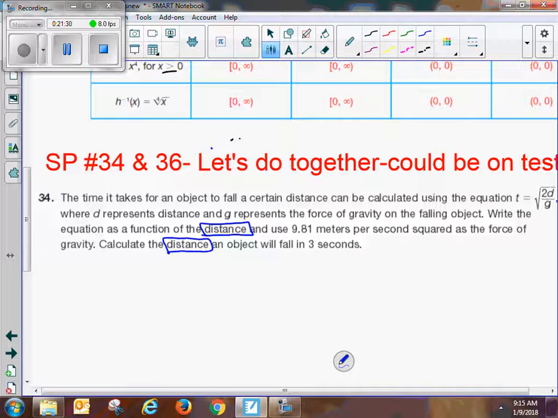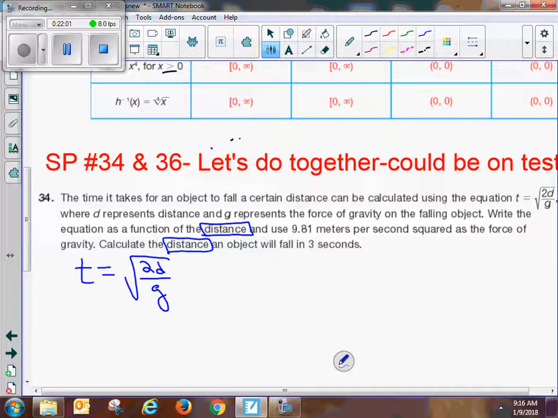Okay, so they want me to take the given equation and write it in terms of distance. So this is like a part A, B on a test. First, take the given equation, write it in terms of distance. Part B, now that I give you these numbers, find the answer, solve it, okay? So given this t equals square root of 2d over g, they want us first to solve for d.